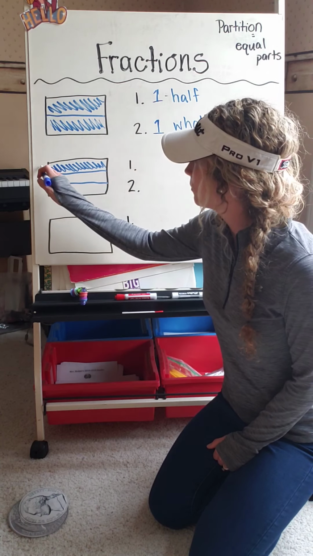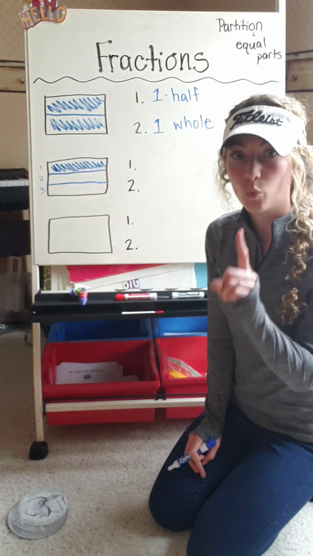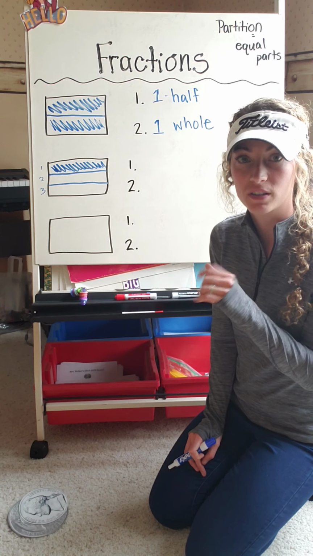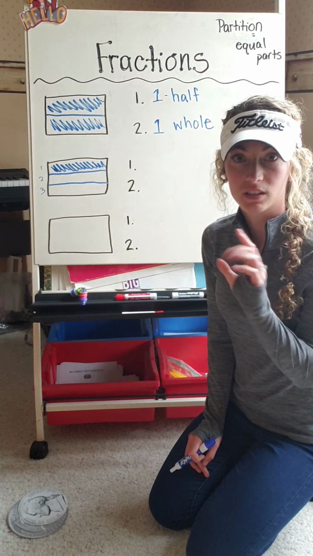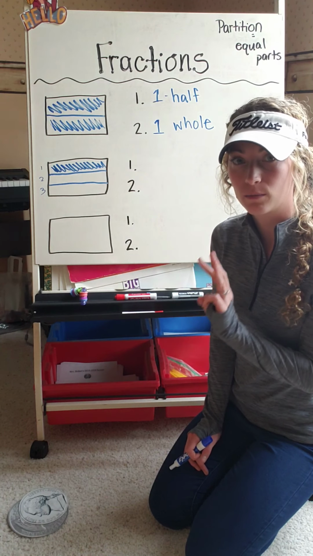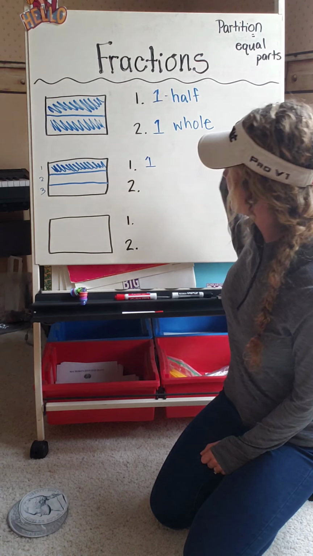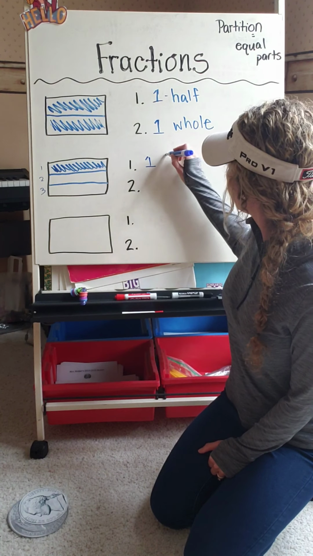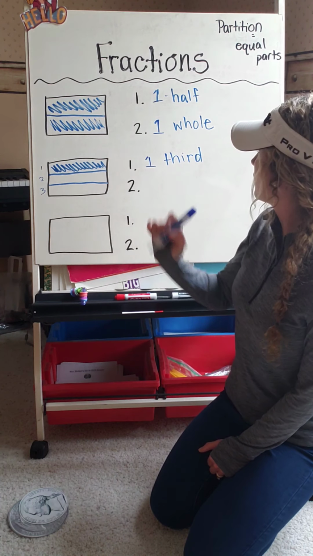since there are 3 parts, this would be one of those 3 parts. So it would be 1/3. So 1 out of the 3 parts. So I'm going to put a 1, and I'm going to write third. 1/3.